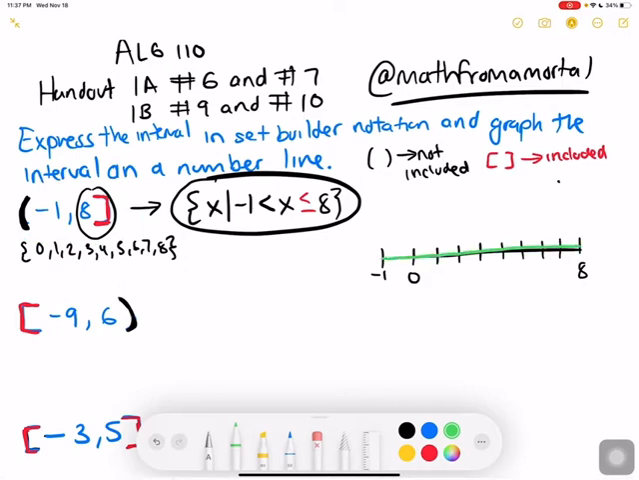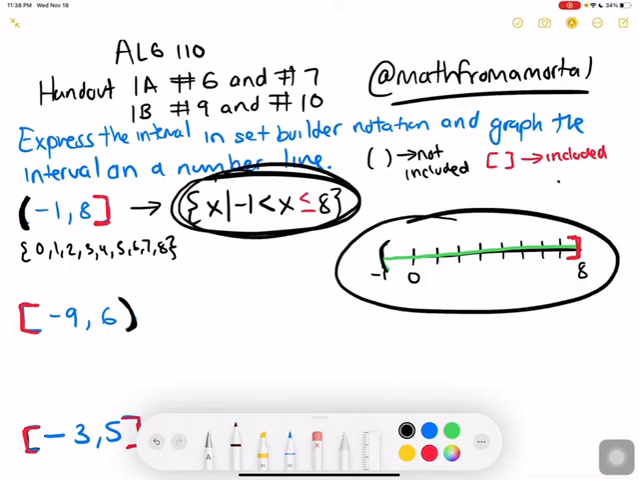Does it include -1? We go back to our interval, we see it has a parenthesis, so it means that that is not going to be included. So I'm going to put a parenthesis as well in here. Okay, and on the other end, we go back to our interval. We see that's an 8 with a bracket, so that means the line is going to have a bracket in there, at number 8. And this is what my line is going to look like. Okay, this is set building notation. This is graphing the interval on a number line.